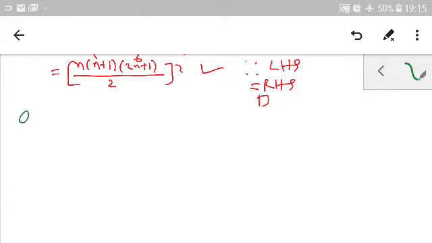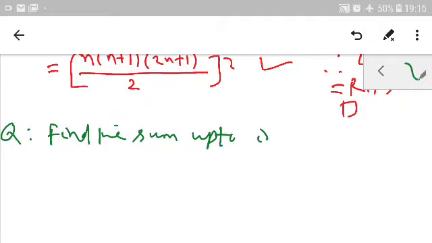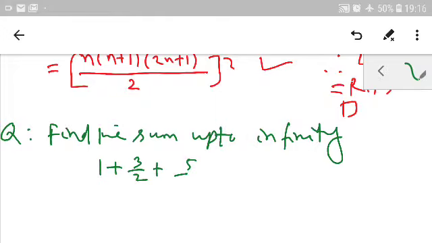The question goes like this, students. Find the sum up to infinity. The question is 1 plus 3 by 2 plus 5 by 2 square plus 7 by 2 to the power 3. Okay, so let us proceed.